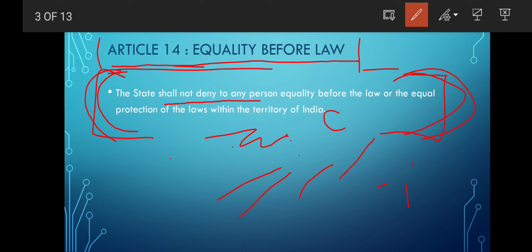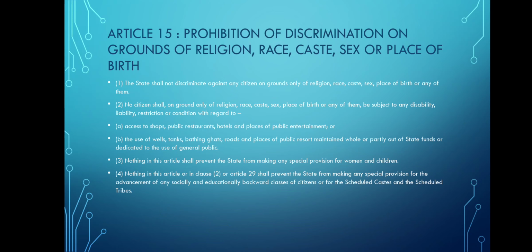Then this has certain exceptions, as per Article 361. The President of India or the Governors of the states are not answerable to any court for the exercise of their powers and duties, and no civil or criminal proceeding can be taken against them. So this is the exception stated in 361 to Article 14. Also, foreigners like foreign ambassadors, foreign rulers, and diplomats enjoy immunity from criminal or civil proceedings.